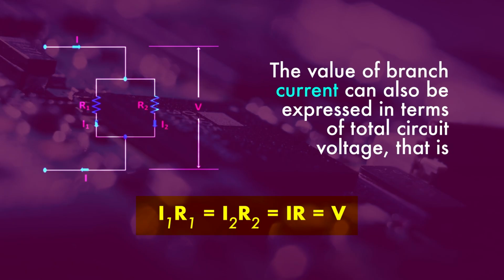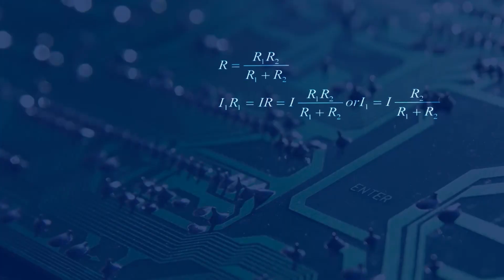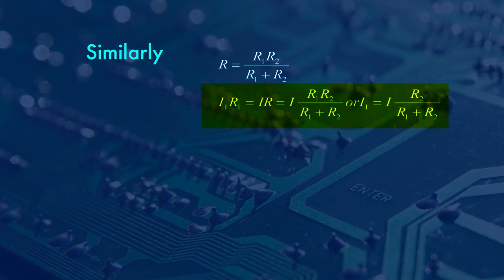Because all these are in parallel, you can easily write I1 R1 equal to I2 R2 equal to IR, that is V. So what is this equivalent resistance R? Because these two resistances are connected in parallel, the equivalent resistance R can be written as R1 R2 upon R1 plus R2. Now you have the equation I1 R1 equal to IR. Just put the value of R in this equation. So you can write I1 R1 is equal to I multiplied by R1 R2 upon R1 plus R2.